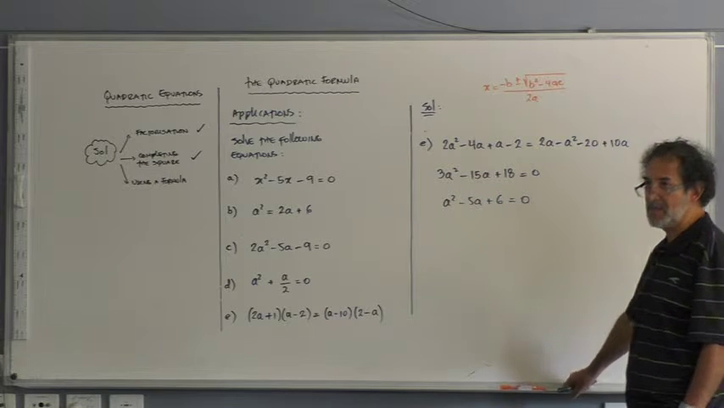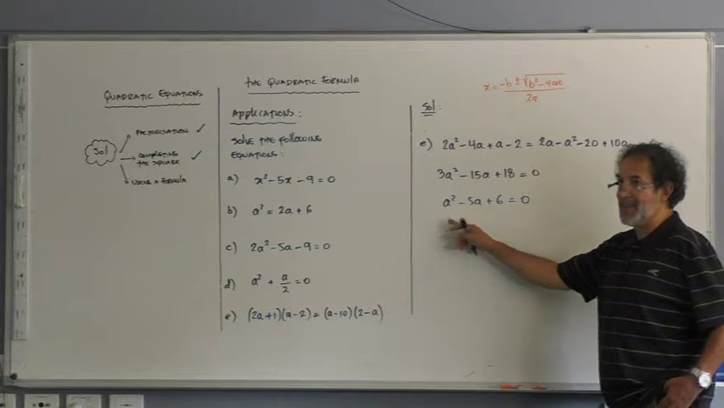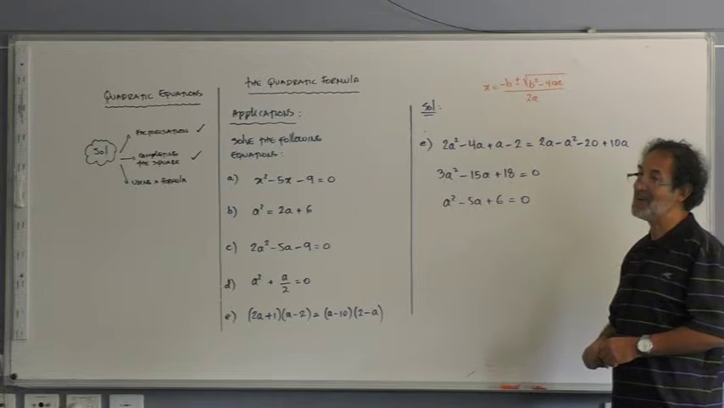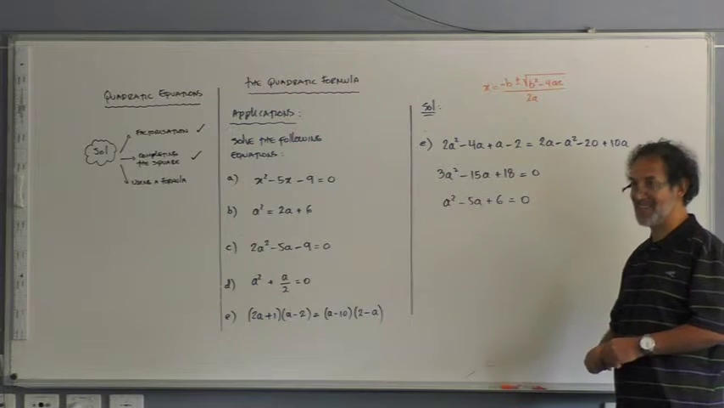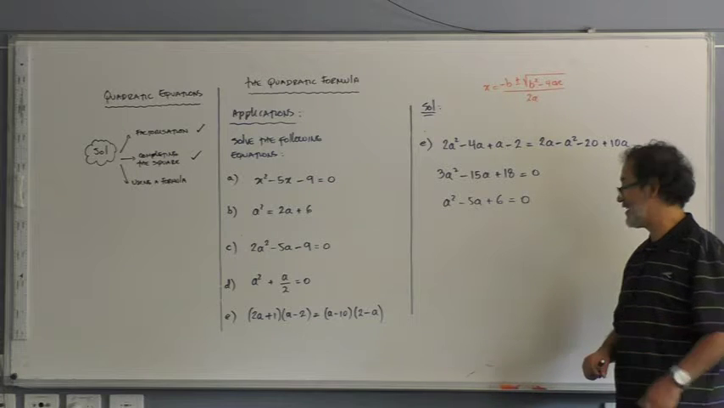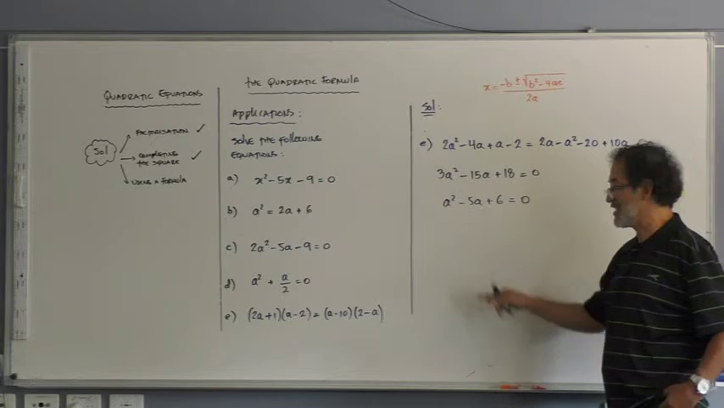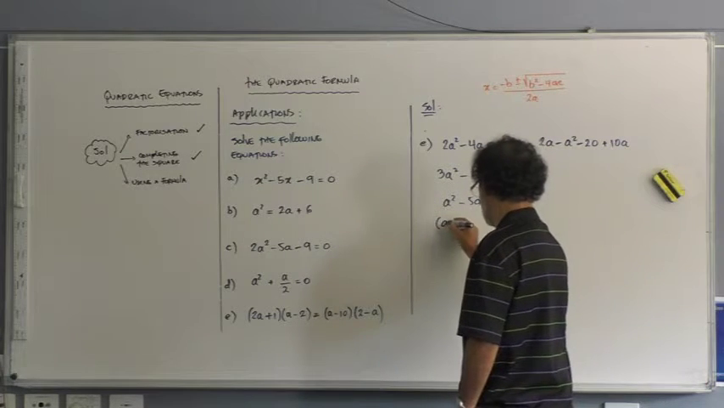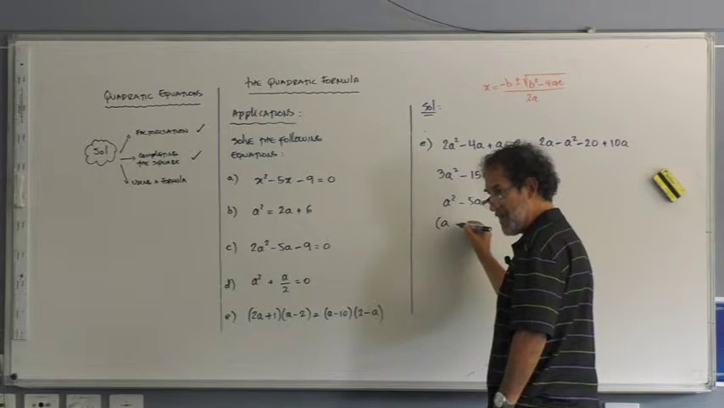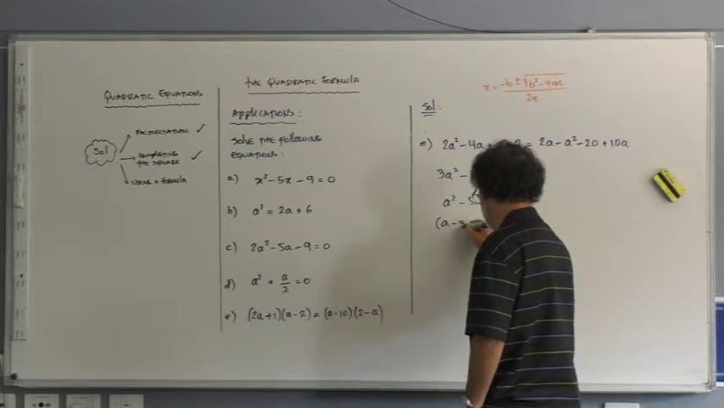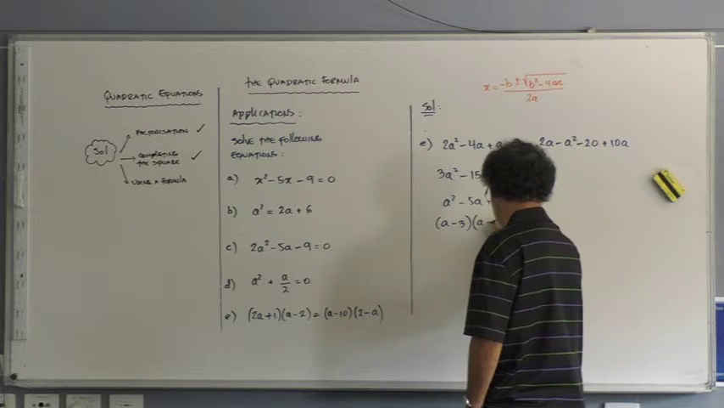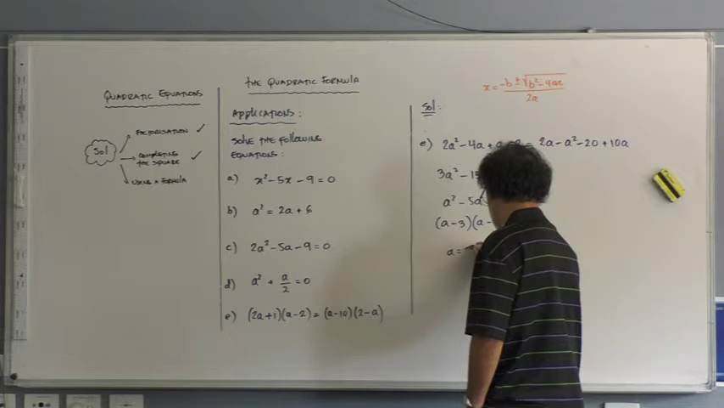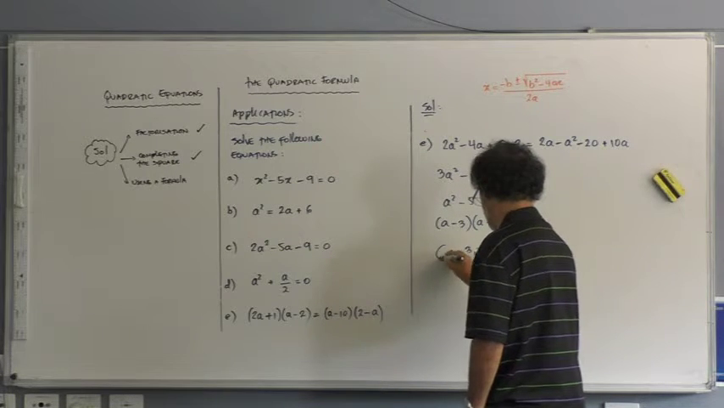Do I have to use a formula? What do you think? What would be easier in this case? Factorize it. Okay, just factorize it then. So if you factor this, you're going to say a, what is it? a minus 3 and a minus 2. So therefore we have a equals 3 and 2 as answers.